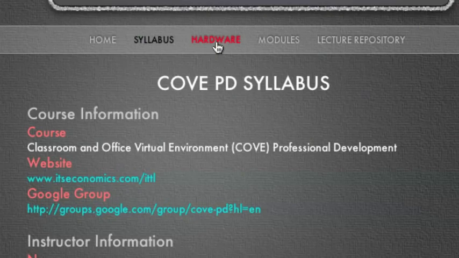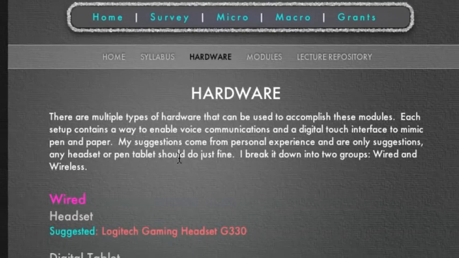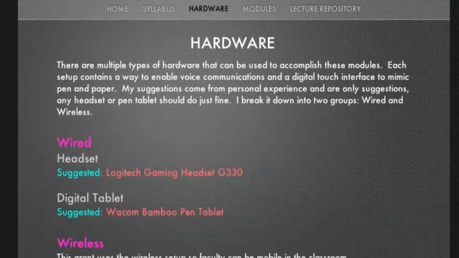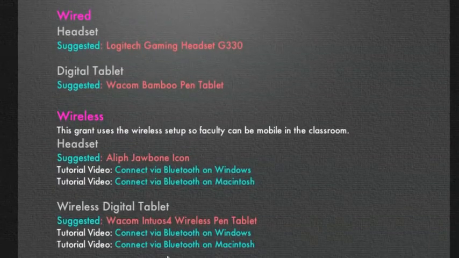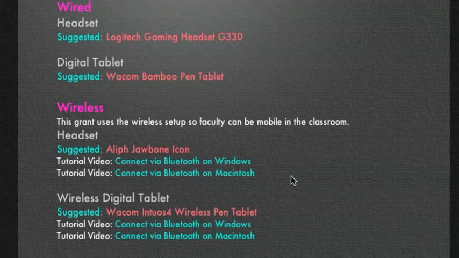Next part is the hardware. So on the hardware page, I've listed some suggestions as to if you're going to do this wired, the type of headset and digital tablet to use. But if you're going to do this wirelessly, and that's what we use for our pilot course, I suggest using this wireless Bluetooth headset and this wireless digital tablet.